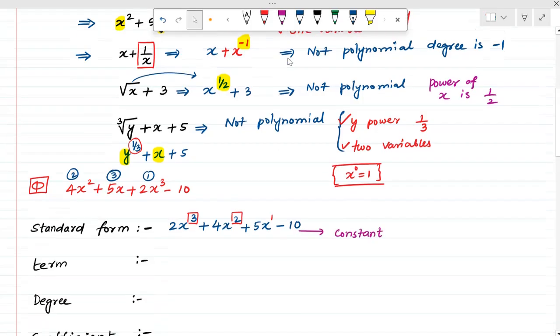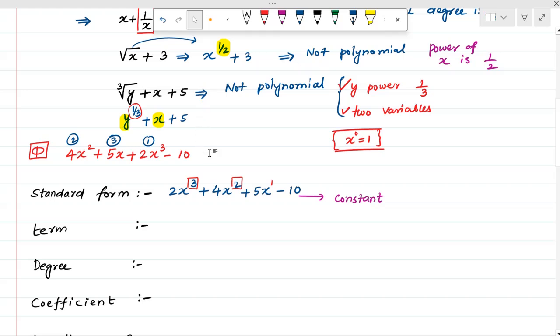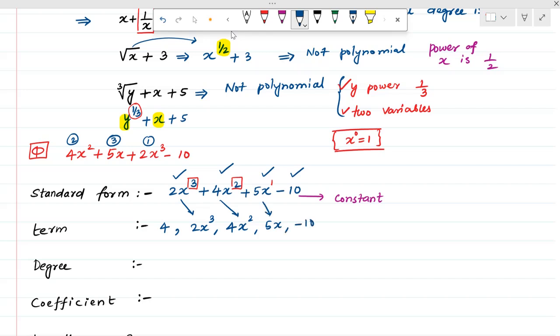How many terms will you have? Therefore, it has 4 terms. What are they? This is 1 term, 2 terms, 3 terms, 4 terms. So if the question is asking the number of terms, we write 4. If the question is asking to write the terms, you have to write them as they are. What is this? 2x power 3, comma. Then 4x power 2, comma. Then 5x, comma, minus 10. So don't leave out the minus sign. Sign will be very important.